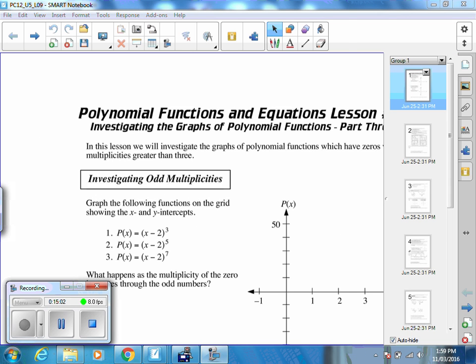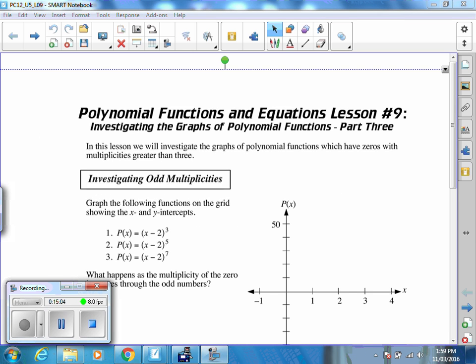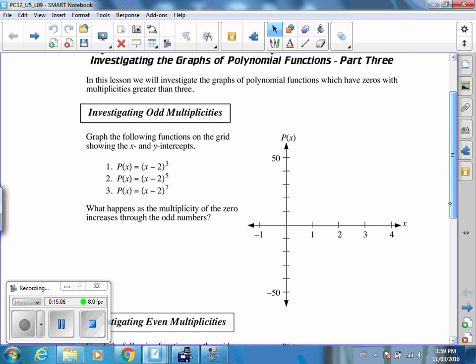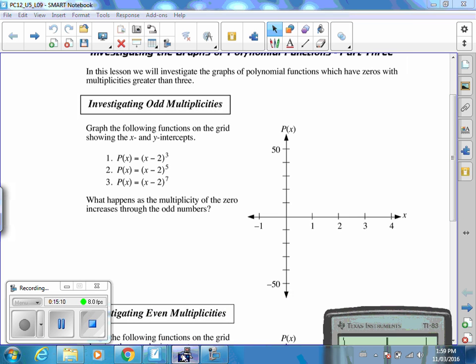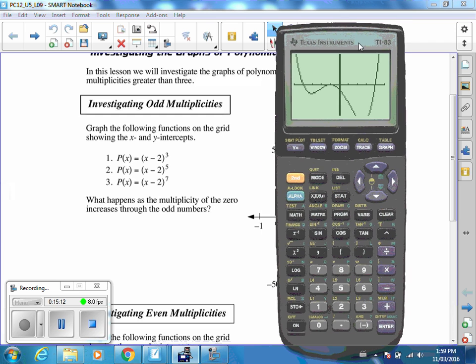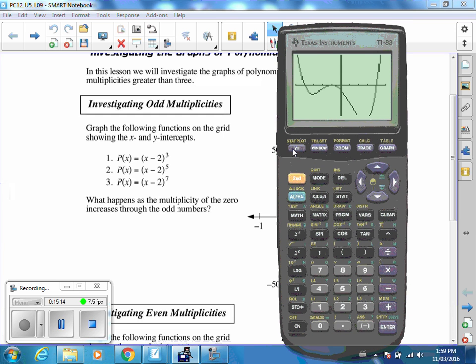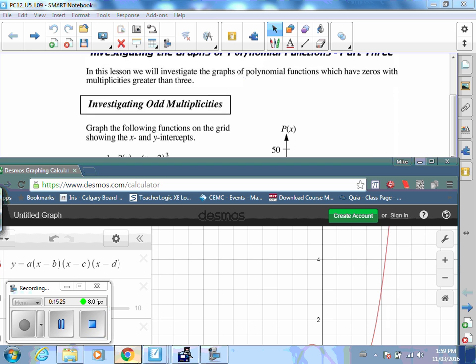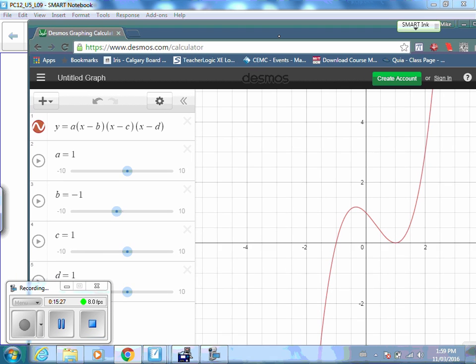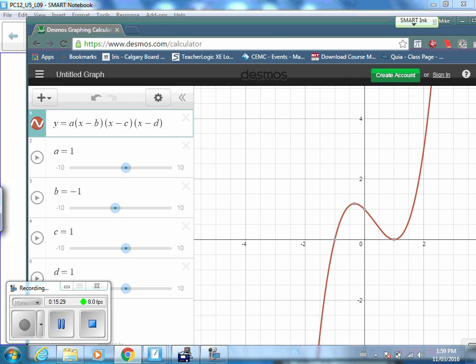All right, so carrying on here, we're now into number 9. It's again dealing with odd multiplicities. So I'm going to just try some different multiplicities here. Skip it is what I meant to say. So what I'm going to do here is I'm just going to do this.